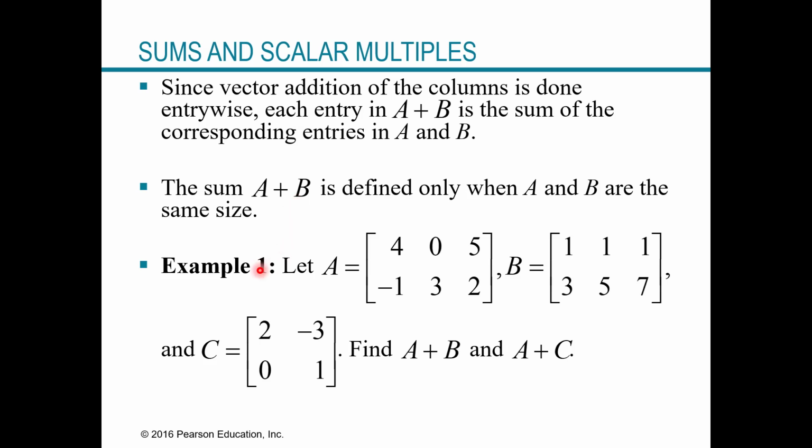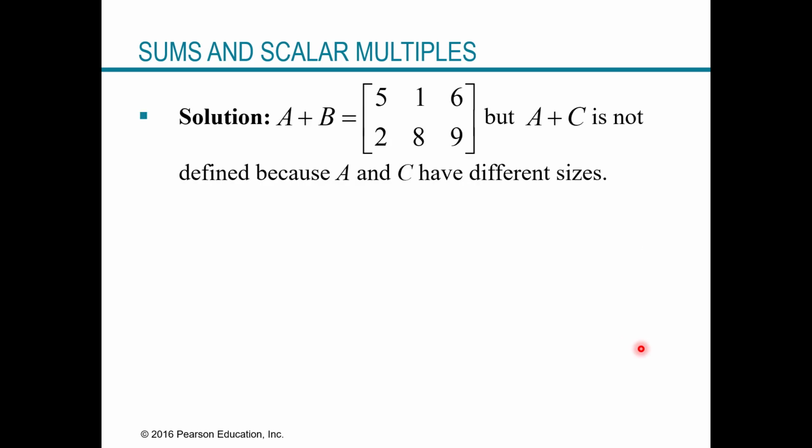So for example, let's try to add these matrices, A plus B, and then we'll try to add A plus C. All right, so just looking, can you tell which one's going to be a problem? A plus C is going to be a problem because they're not the same size. But A and B are. They're both 2 rows by 3 columns. So they're both 2 by 3s. So when we add A plus B, the result is going to be another 2 by 3.